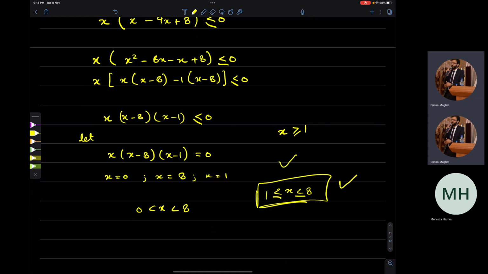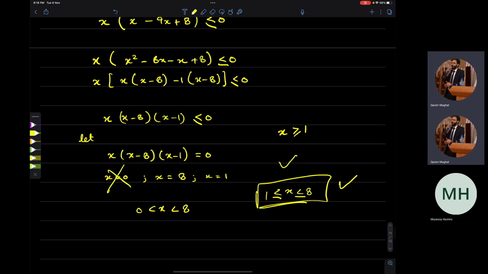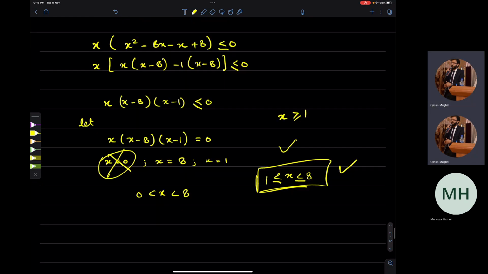Now why this solution instead of this one? We have to ignore zero, because in the question, if you read at the end, x is not equal to zero, so you have to ignore this part. Okay, sir. Yes. All right.